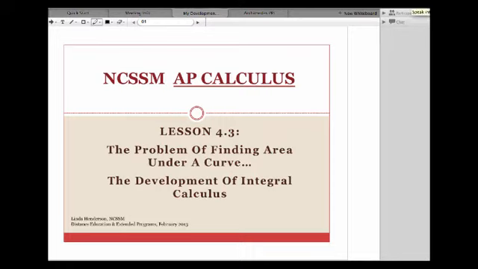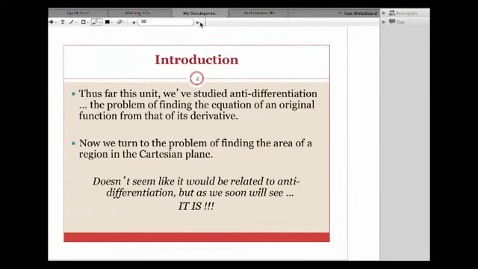Okay, so what we're starting to embark on today and tomorrow is really the development of the integral calculus. If you think about what we've studied so far, we've studied antiderivatives, and that was the whole problem. I'm sure you remember how we started off playing Jeopardy. The problem of finding the equation of an original function from that of its derivative. So I'm giving you the derivative, you're coming up with the original function. You're literally working backwards from when you've been finding derivatives so far this whole school year.